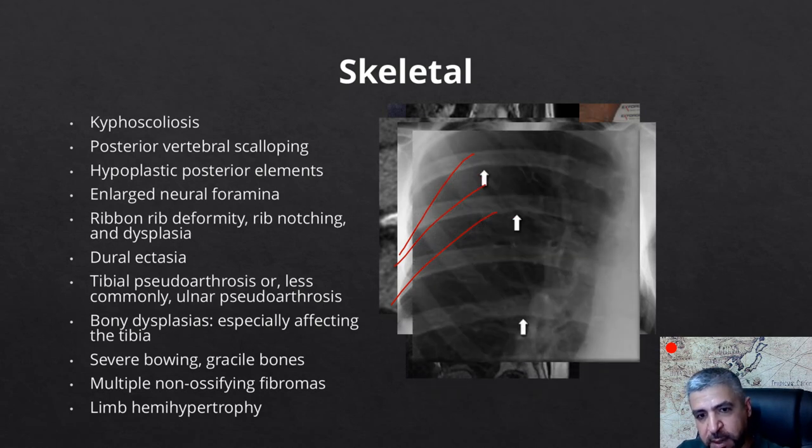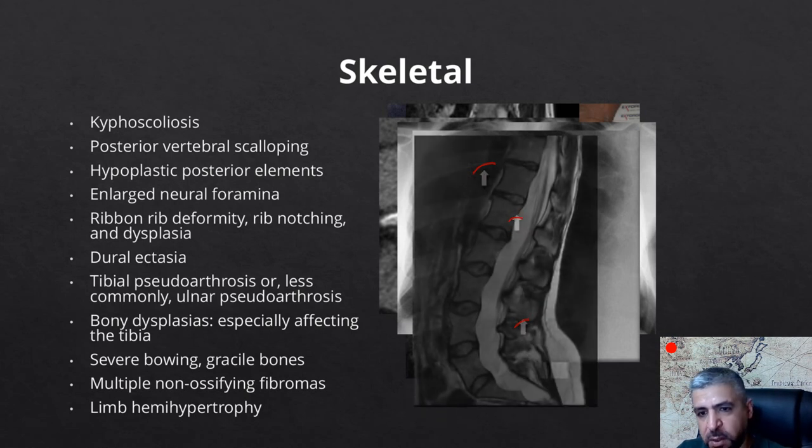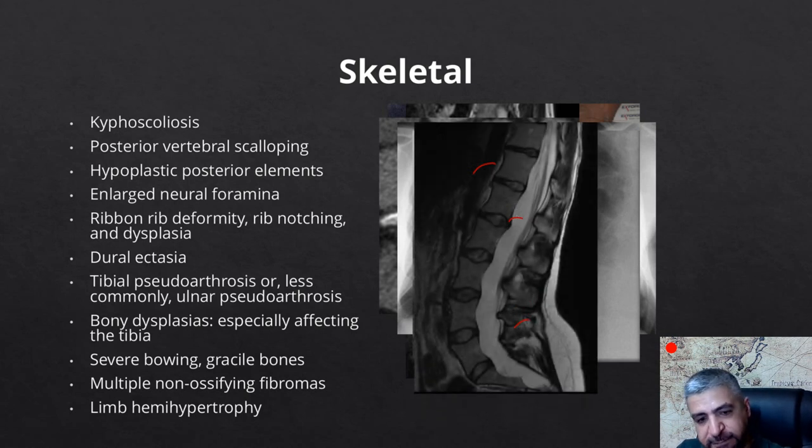You can see also here the ribs are notched due to the presence of neurofibromas in the subcostal nerves. And you can see also what's called dural ectasia. And in fact, in my opinion, it's the dural ectasia that causes the posterior vertebral scalloping. What do we mean by dural ectasia? The dura is wide and enlarged, resulting in scalloping or remodeling of the posterior aspect of the vertebrae.